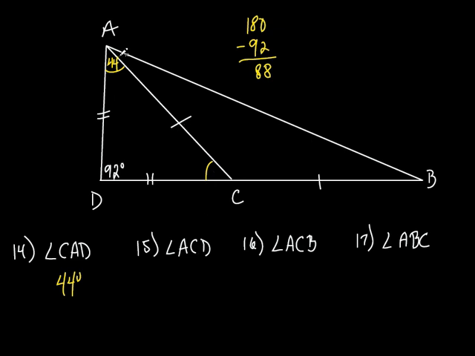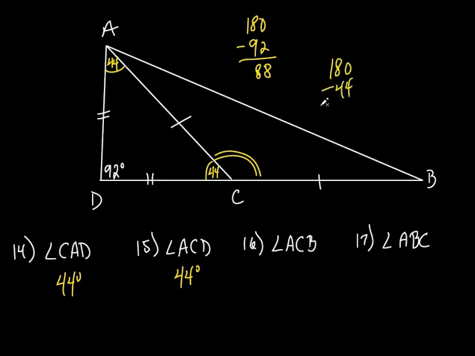Let's see what we have to do. ACD. How about that? Look, ACD. That's the next thing they ask, isn't it? All right, so if that's 44, that has to be 44 as well. So far, so good. What about angle ACB? ACB. Oh, that's easy. Look, that forms a straight line, doesn't it? And so we go 180 minus 44.